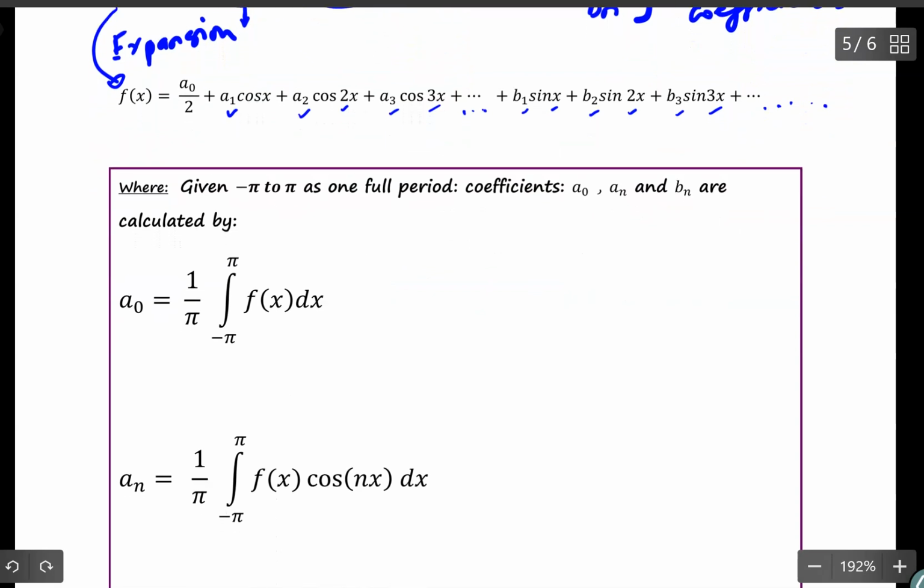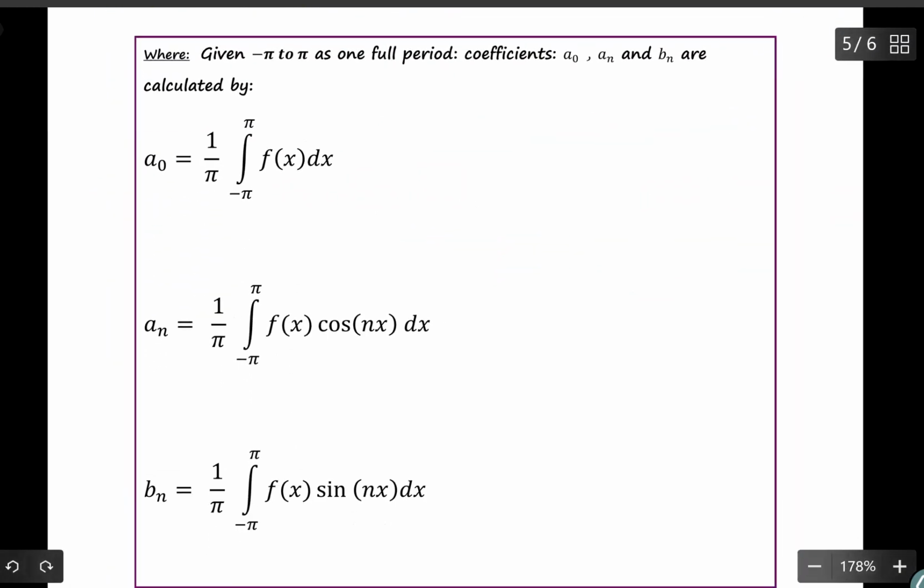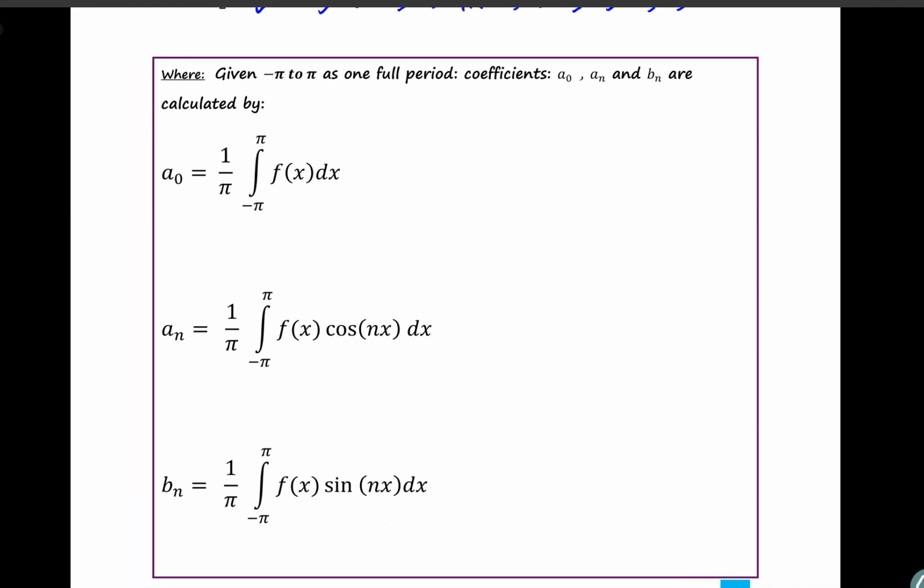If we talk about an and bn, there are formulas to calculate an, to calculate bn, and a formula to calculate a0. This one is a0. To calculate a0 of a function f(x), I would write 1 over pi multiplied by the integral from negative pi to pi, given that negative pi to pi is 1 full period, and this function repeats itself after 1 full period. So I will take the integral of f(x) in terms of x, evaluated from negative pi to pi. Don't forget, this is a definite integral.